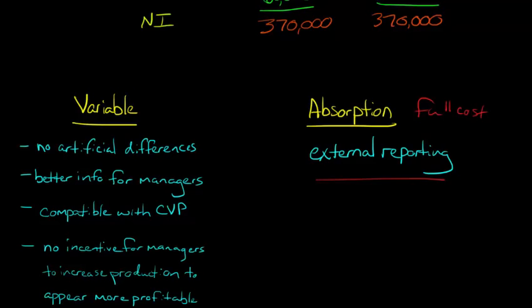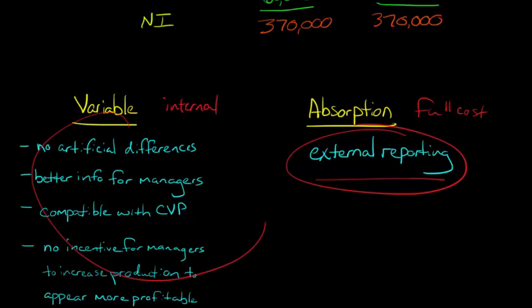And if you did the variable costing, the auditors might be like, hey, wait a minute, actually, we're more comfortable with the full cost method. That's what all the other firms in your industry use. So basically, it's a convention for external reporting purposes, whereas variable costing is used for internal purposes because it's superior in all these ways that we mentioned.